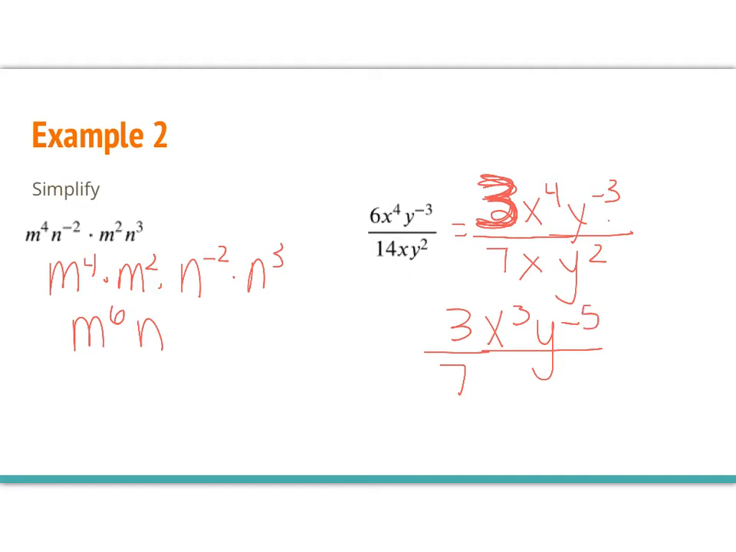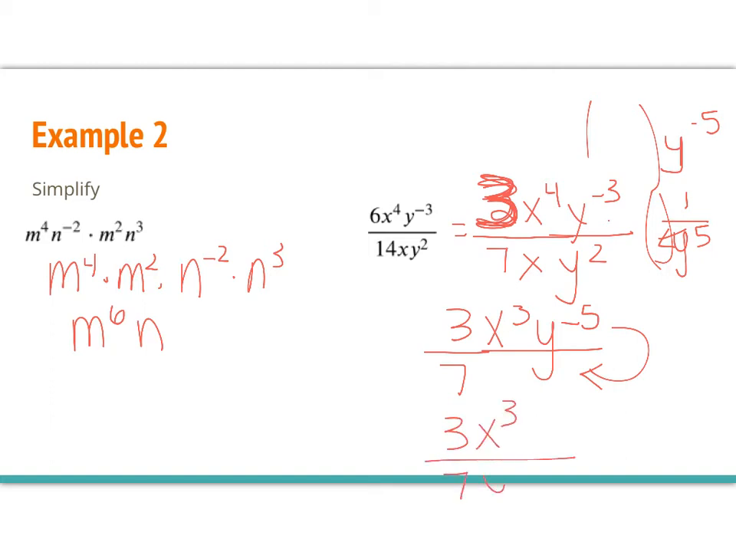Now, we have a negative exponent here. So, to make it positive, I just need to take it to the bottom of my fraction. It's like saying we have y to the negative 5, all multiplied by some fraction. 1 over y to the 5 times my fraction, we'll just put y onto the denominator. So my final answer here is 3x cubed all over 7y to the positive 5.